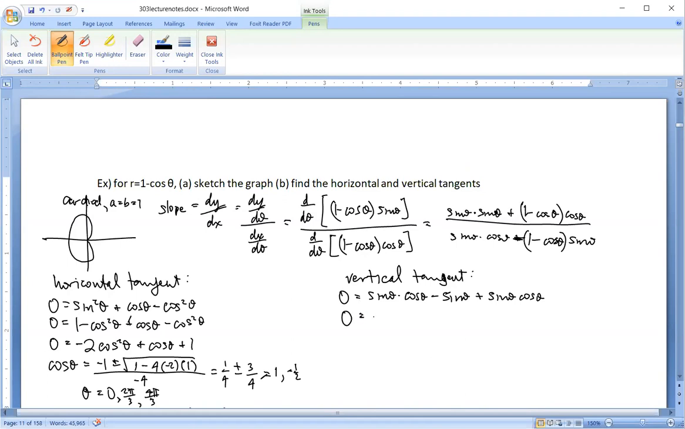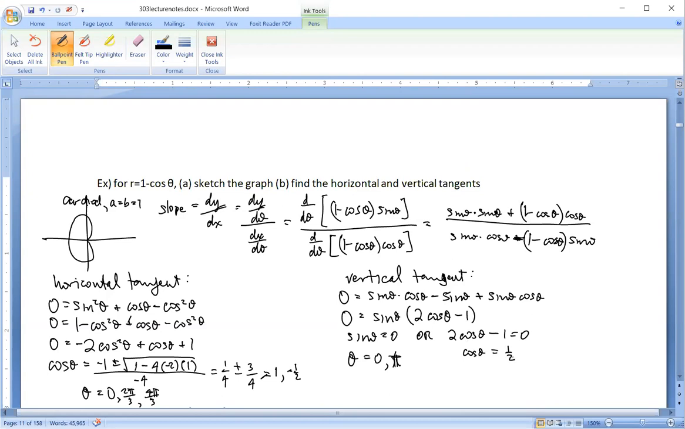This we can actually factor out. We can combine, we get 2 sine theta cos theta, and then we can factor out a sine theta. So sine theta, 2 cos theta minus 1. Okay. So this tells us that sine theta equals 0, or 2 cos theta minus 1 equals 0. So sine theta equals 0 gives us that theta equals 0 or pi. And then over here we get cosine theta equals 1/2.